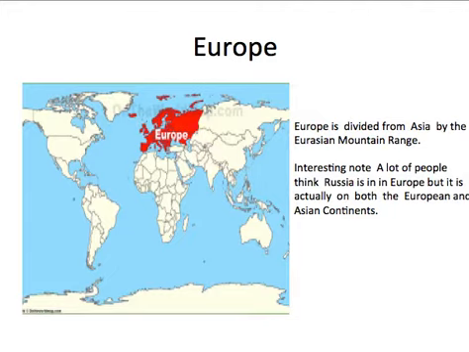Europe. Europe is divided by the Eurasian mountain range. The Eurasian mountain range is a range of mountains which goes through Europe and Asia, and it goes all the way down, and it splits Russia and Kazakhstan through Europe and Asia. And interesting fact, a lot of people think that Russia is part of Europe, but obviously, from what I've just said, it's not. Only part of it is in Europe. Actually, the majority of it is in Asia.